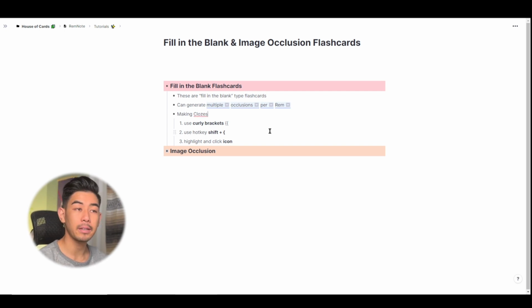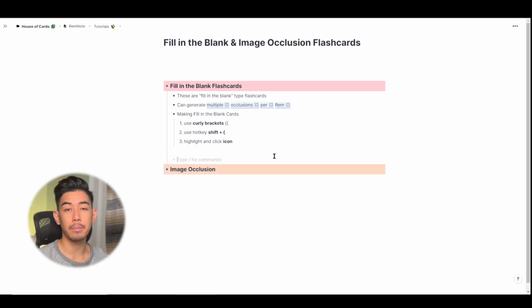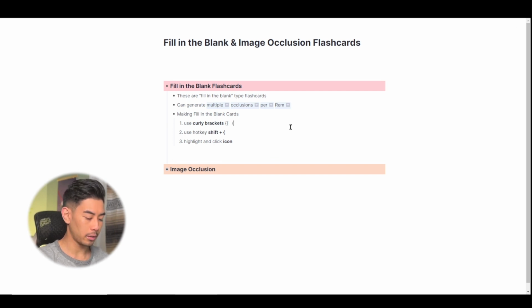So let's talk about making these fill-in-the-blank flashcards. There are three ways that you can make the fill-in-the-blank flashcards, and I kind of break them down into two categories. The first one is while you are writing, and the second and third way while you are reviewing. So let's start with the first one, while you're writing.